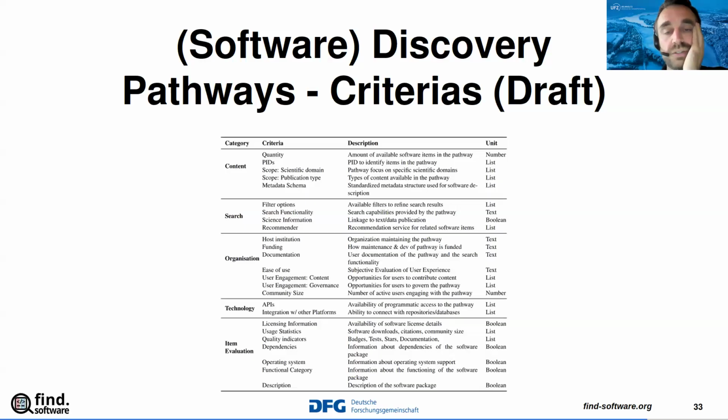So this is the systematization of software discovery pathways that we came up with. Just to give you an idea, what we are doing right now with these pathways is we try to analyze them and to prioritize them in order to use them, or the data and functionality, for our find.software project. So these are the criteria that we have chosen so far, and it's a draft. We have content related criteria. We have search, organization, technology, and item evaluation based criteria.